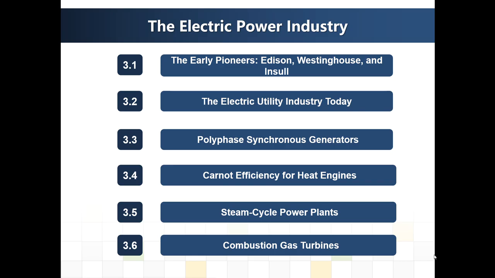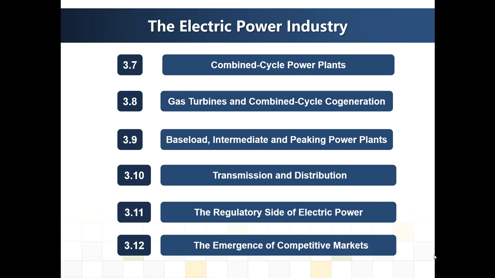Section 3.4, Carnot efficiency for heat engines. Section 3.5, steam cycle power plants. Section 3.6, combustion gas turbines. Section 3.7, combined cycle power plants. Section 3.8, gas turbines and combined cycle cogeneration. Section 3.9, base load, intermediate, and peaking power plants.